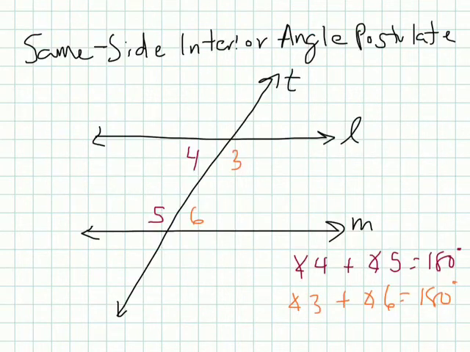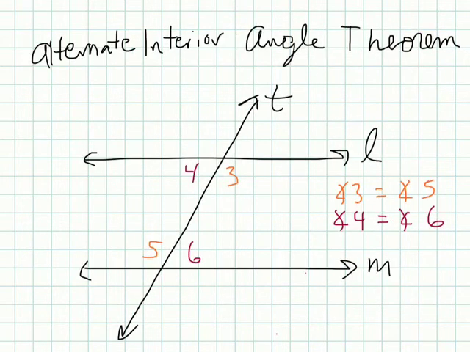So let's look at our first postulate, the same side interior angle postulate. It says that when a transversal intersects two coplanar lines, in this case L and M, their same side interior angles are supplementary. So angles 4 and 5 add to 180 degrees. We're going to explore proofs later, but I want to explain what these theorems and postulates say. Also, the other two same side interior angles, 3 and 6, would equal 180 degrees. So if these two lines are parallel, their same side interior angles are supplementary.